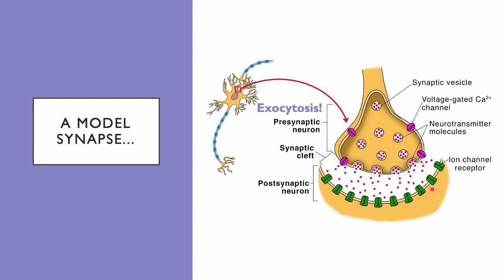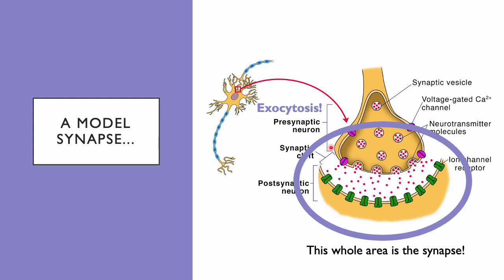Here is a model synapse. Here is the presynaptic cell, and it needs to send information down here to the postsynaptic neuron. This entire area is the synapse. So here's the axon proper, and then we know this is the axon terminal. At the axon terminal, there are these specialized structures called vesicles. This is the synaptic vesicle, and we can pretend that it's carrying an important neurotransmitter such as serotonin.